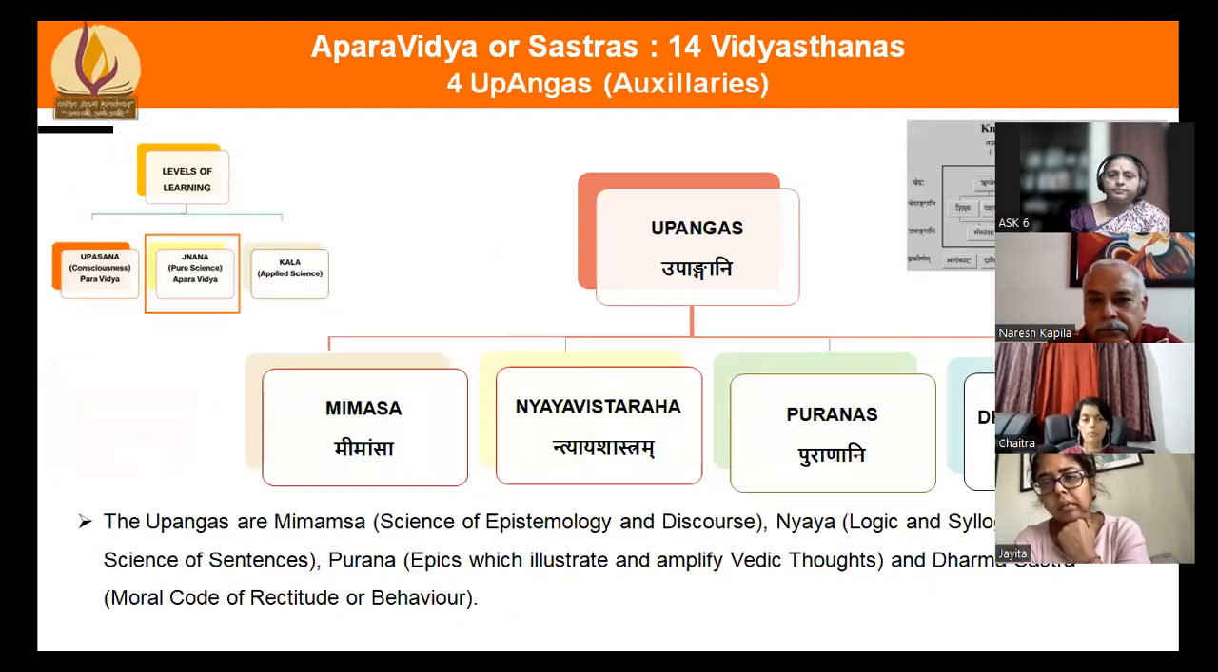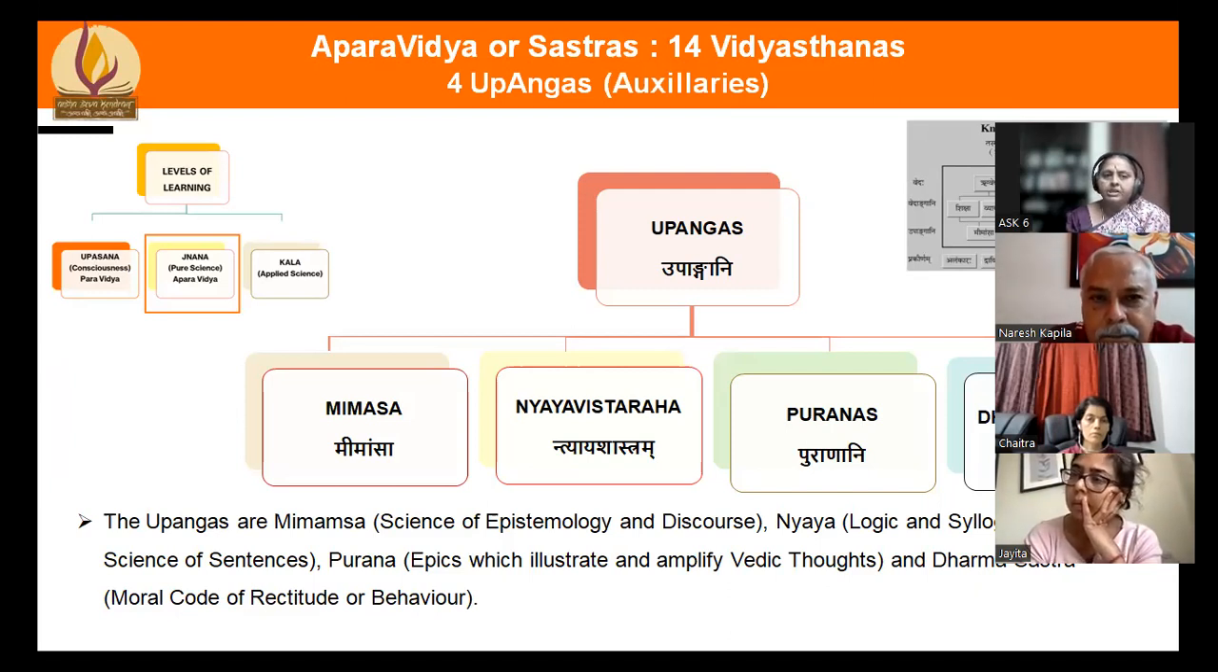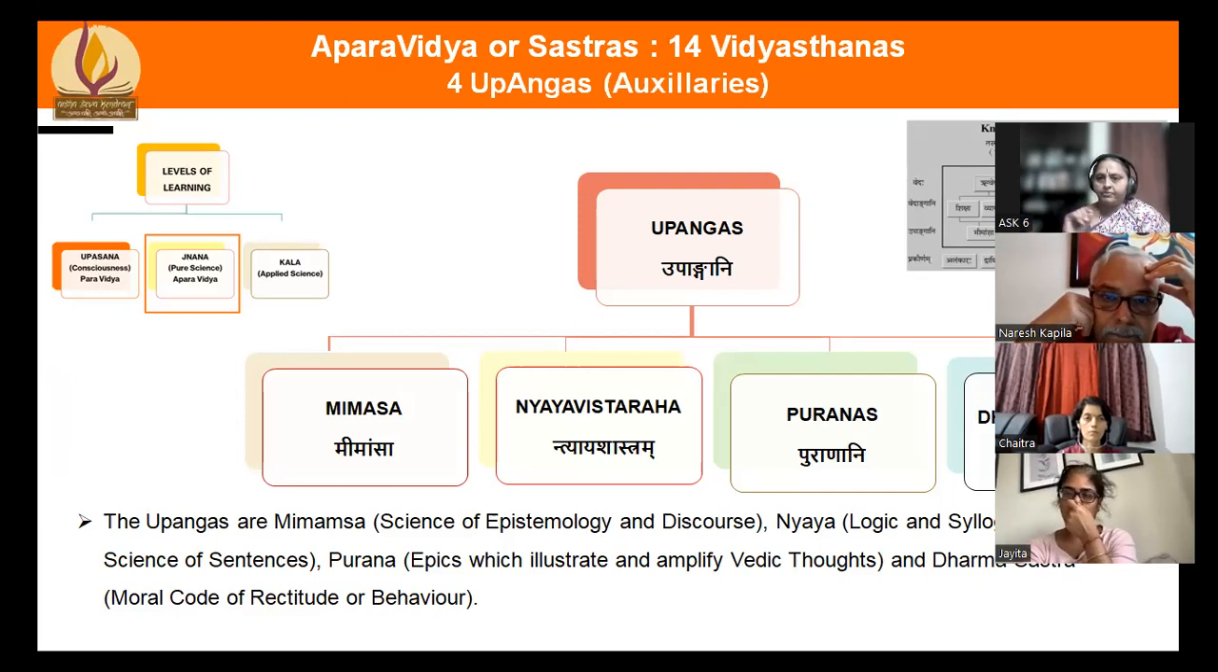Then we have these Upangas, 4 Upangas: Mimamsa, Nyaya, Puranas, then Dharma Shastra. So, among the 14 Vidyasthanas, we have known the first 4 Vedas, then 6 Vedangas, then 4 Upangas. Vedas are Rig, Yajur, Sama, Atharva. Vedangas are Shiksha, Chandas, Vyakarana, Jyotisha, Nirukta, and Kalpa. Then Upangas are Mimamsa, Nyaya, Purana, and Dharma Shastra.